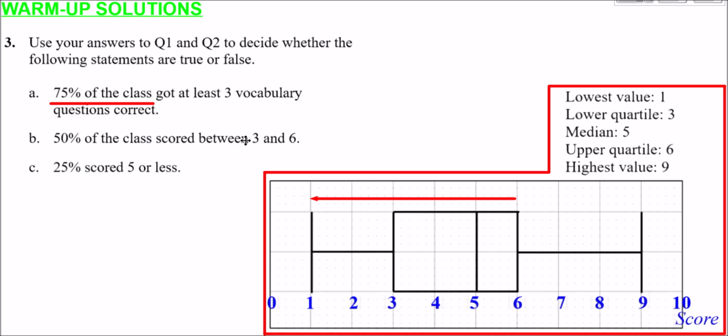quartile. This question would have been correct if it had said 75% of the class got at least 6 vocabulary questions correct, or if it said 25% of the class got at least 3 vocab questions correct, because 25% is the lower quartile, which is 3 questions. So for this one, we have to say this statement is false.